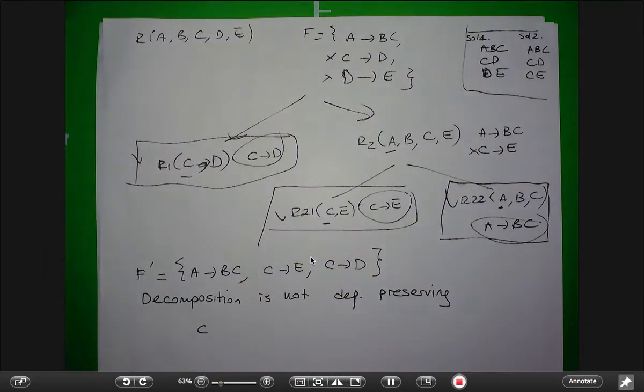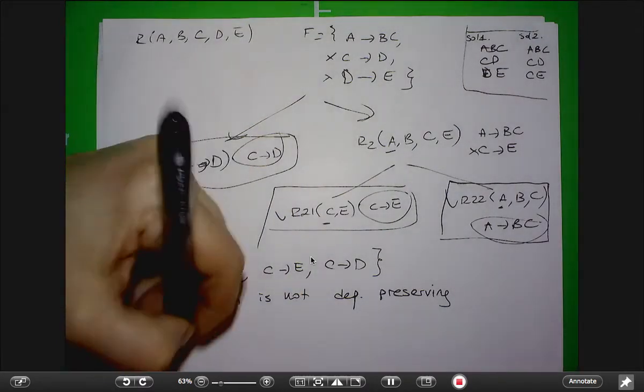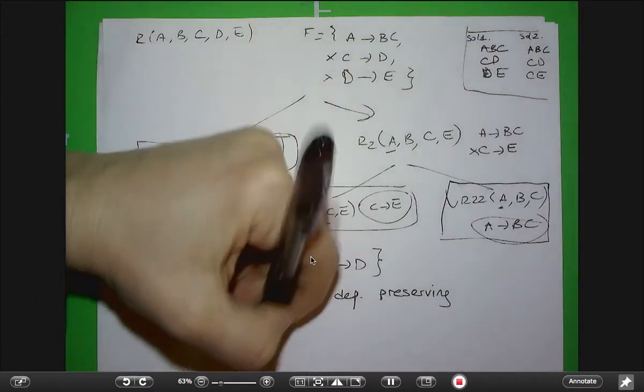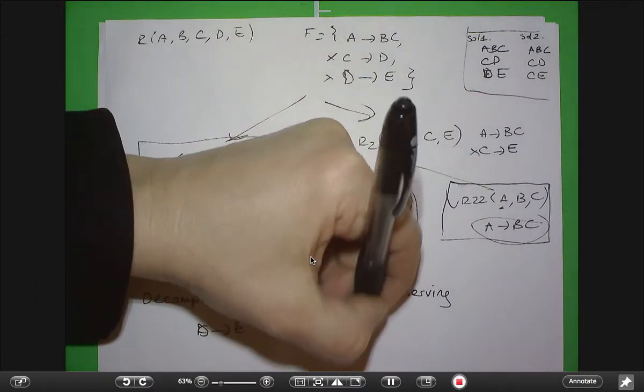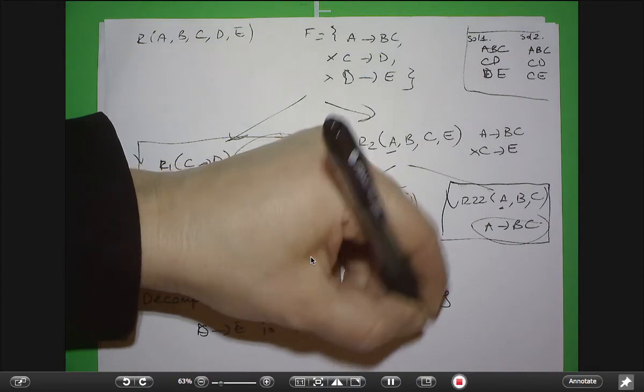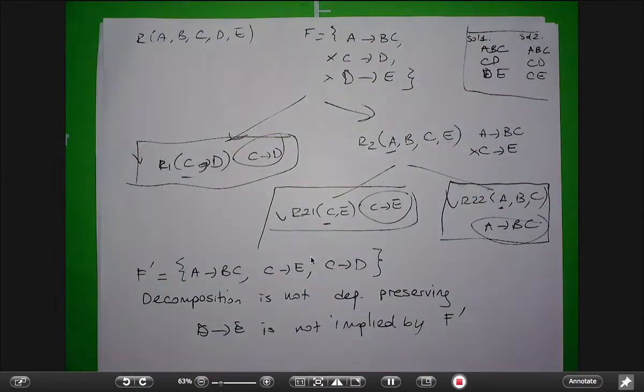So what did I lose? D implies E is not implied by the rest, right? So if I'm given the choice between solution 1 and solution 2, which one should I pick? Solution 1 is better, right? Because it actually preserves all dependencies plus satisfying everything else.